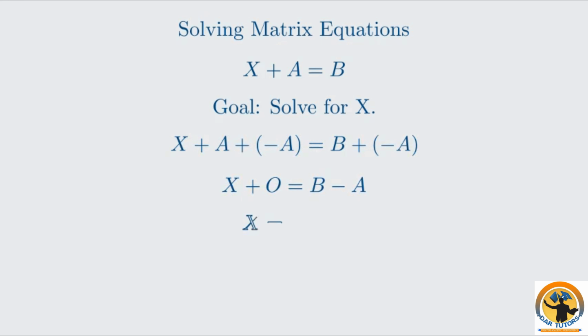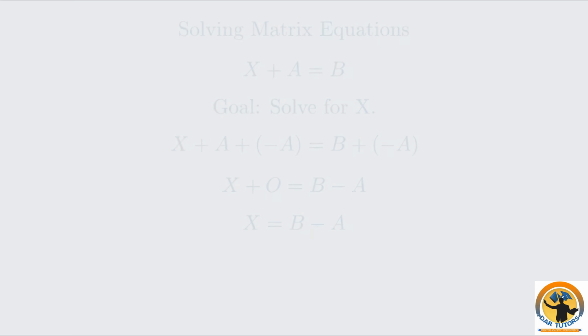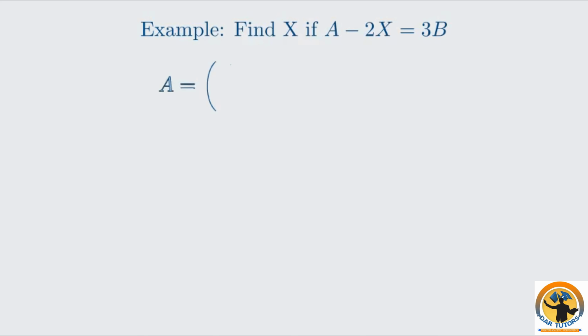Finally, adding the zero matrix to X leaves us with just X, so we found that X is equal to B minus A. The method mirrors that of real numbers. Let's do a concrete example. We need to find a matrix X such that A minus 2X equals 3B. We have three 2 by 2 matrices and an equation. Let's solve for X step by step, just as we would in ordinary algebra.